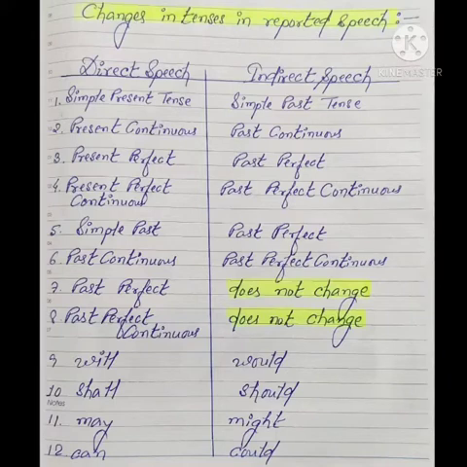And if you have a reported speech in past perfect or past perfect continuous tense, there will not be any changes. That's why I have written does not change. If we have modals like will, shall, may or can, they will change in indirect speech as follows: will into would, shall into should, may into might, and can into could.